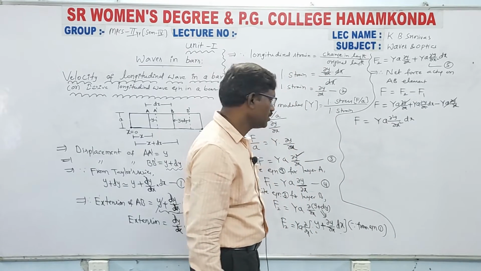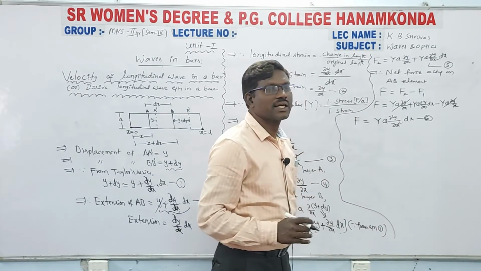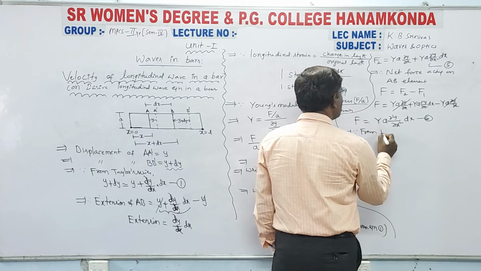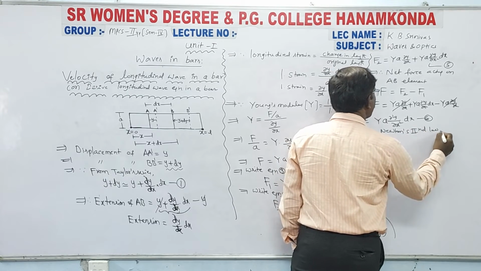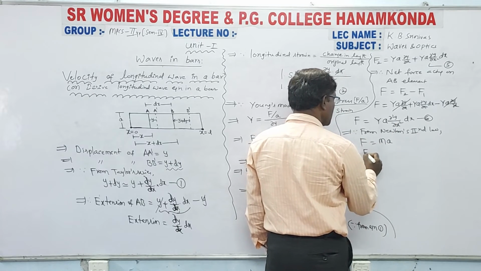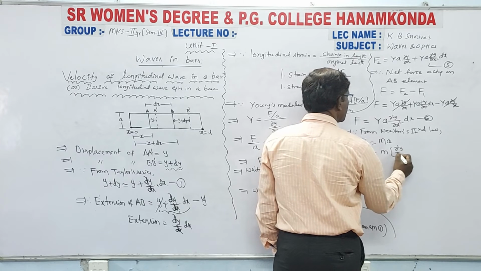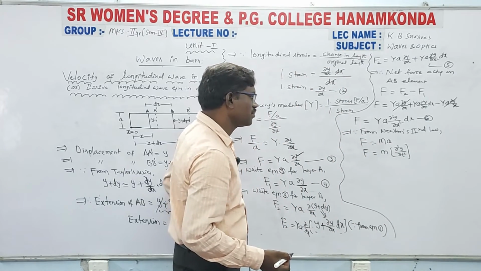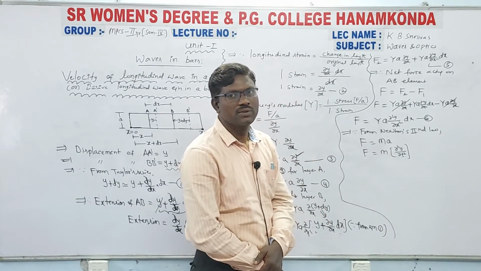Let this be equation number 6. Just remember Newton's second law of motion. What is Newton's second law? F is equal to ma. F is equal to m into a. What is a? A can be written as the rate of change of velocity, which is called acceleration. So, acceleration can be represented in terms of displacement and time as ∂²y/∂t².